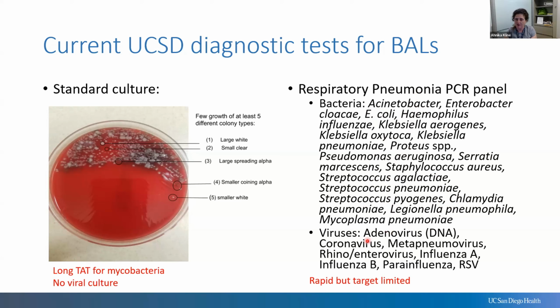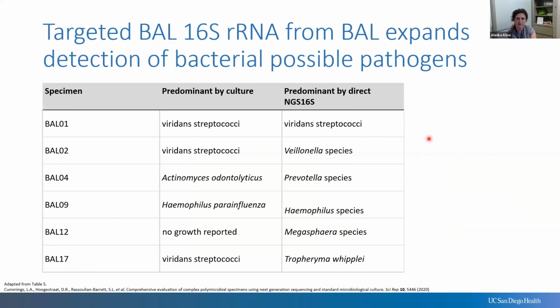There are also adenoviruses in there. Adenovirus is the DNA virus, and then coronavirus, metapneumovirus, rhino, and entero. The primer set cannot distinguish them. Flu A, B, parainfluenza, and RSV. So this is, of course, a rapid diagnostic, but it's limited to the targets that are there.